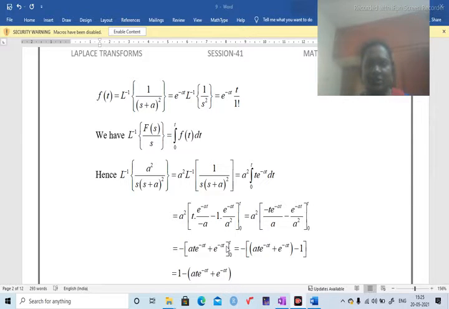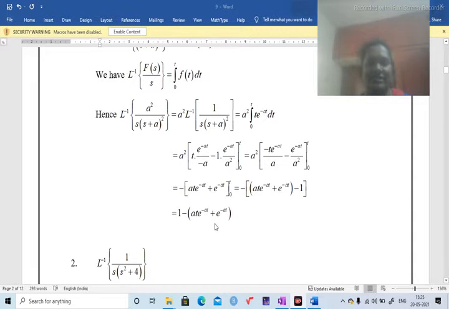Now, I am going to substitute the upper limit as it is, minus the lower limit, where 0 into anything is 0. This is plus 1. So, 0 plus 1 is 1. That's why I am getting 1 here. Multiply the terms inside the bracket with the minus sign. Then this is the L inverse of the given function.